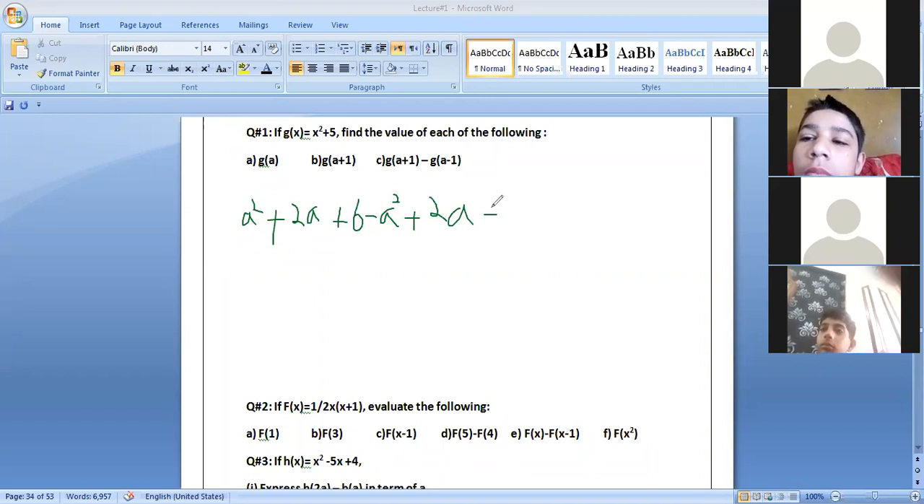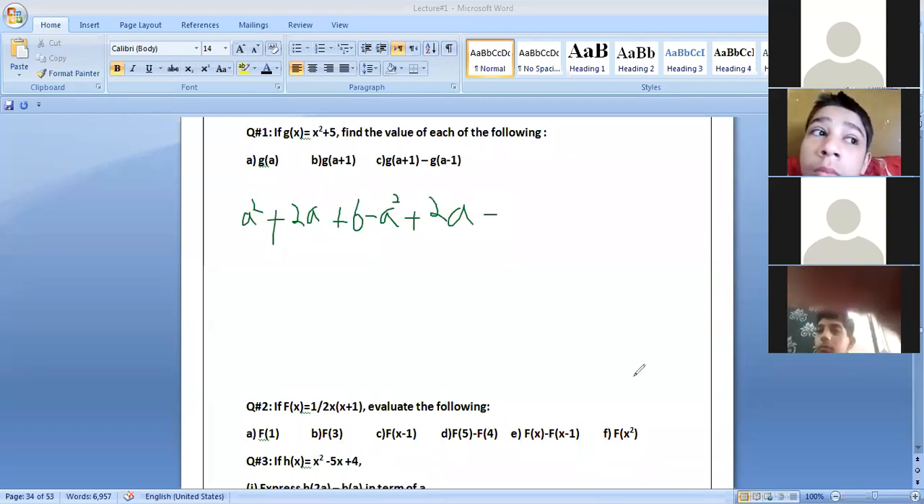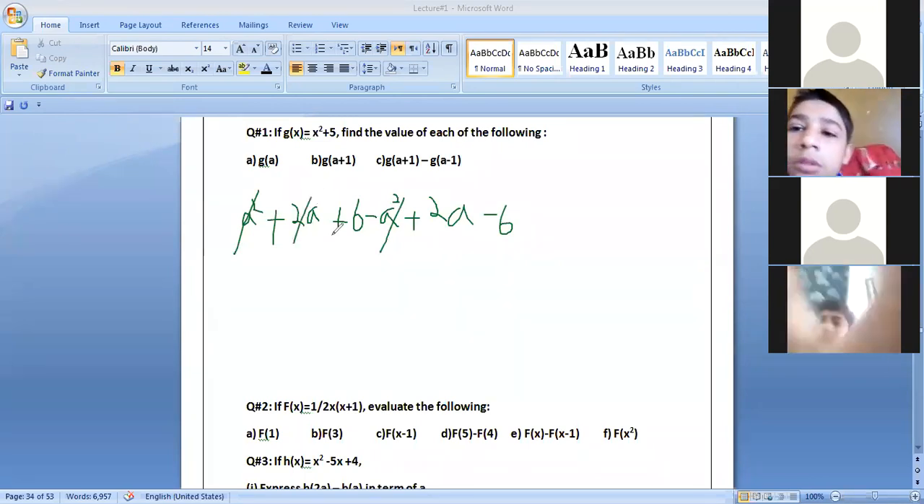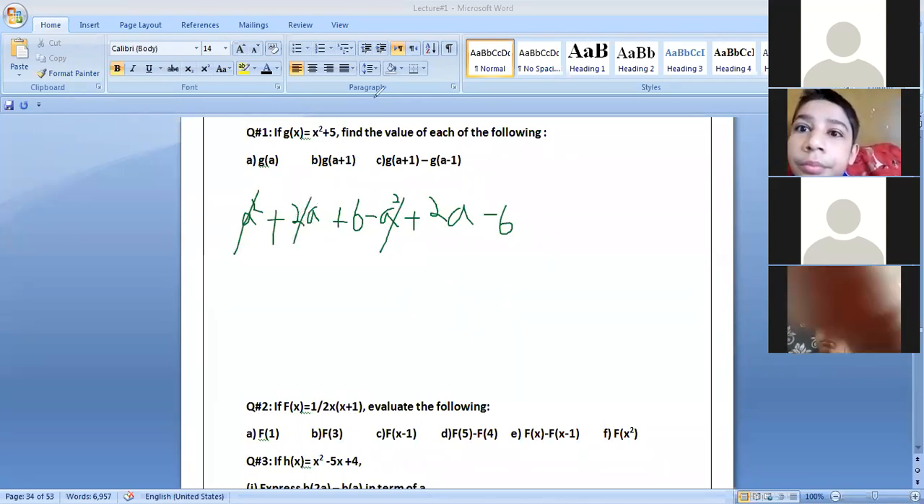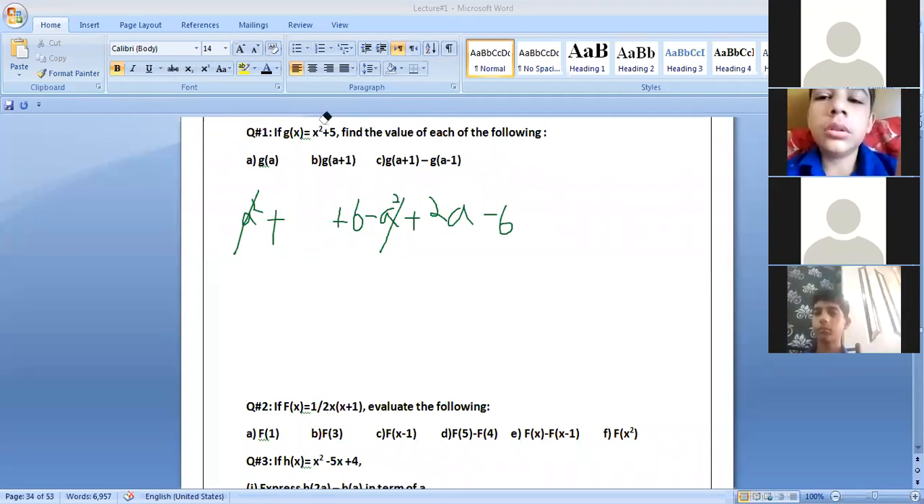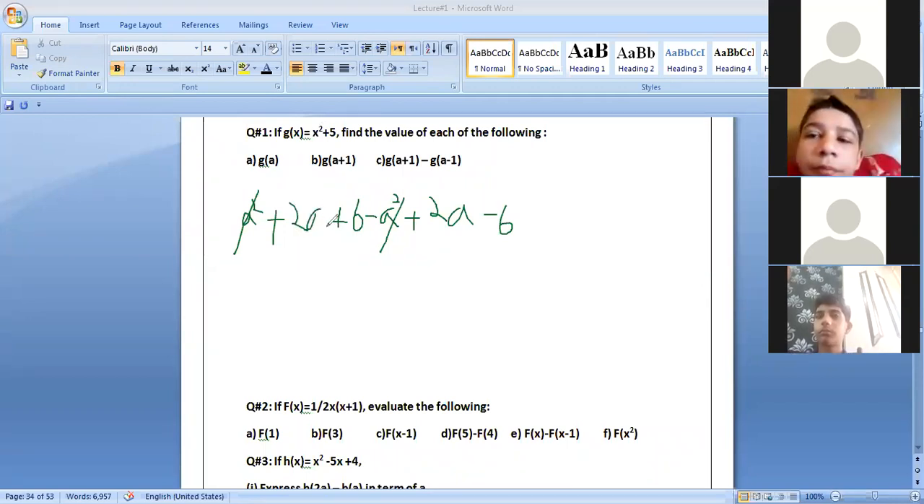And then, wait a minute, it becomes minus minus plus and minus 6. Now class, plus a square cancels from minus a square, plus 2a cancels from, no, 2a will not be cancelled. 2a cancel नहीं होगा. Why? Is there any confusion? Yes class, tell me. We will not cancel the 2a term.